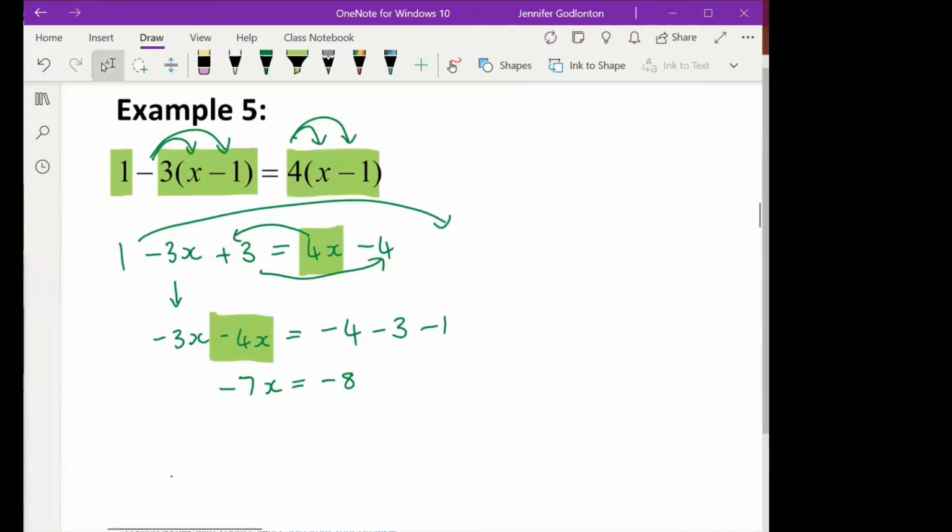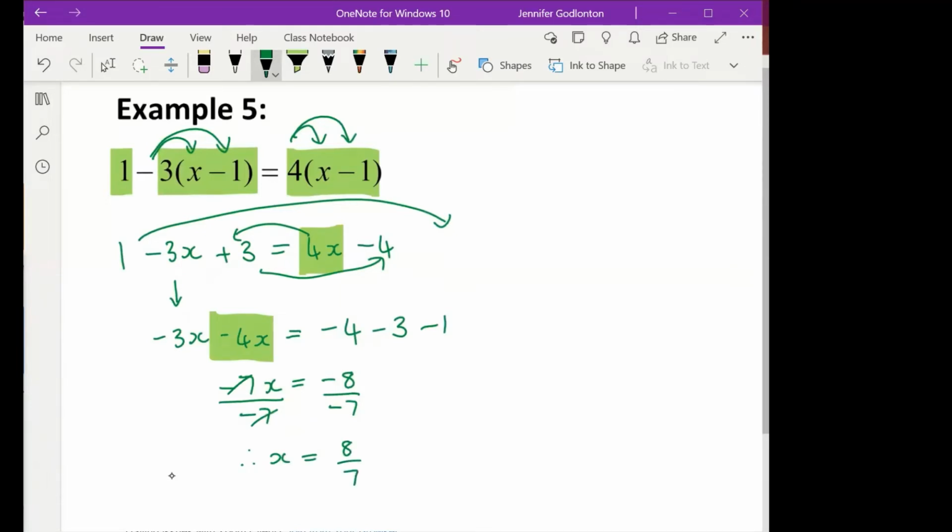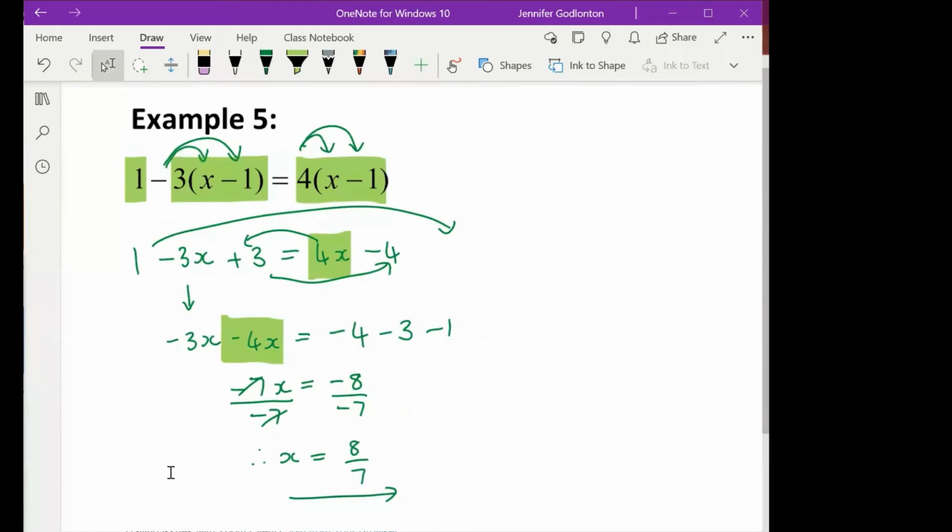Okay. Last step, we divide by the coefficient so that x is by itself. So we're going to divide by -7 and divide by -7. And so I land up with x is equal to 8/7. And because we're in high school, we can leave that as an improper fraction. We don't need to change it to a mixed number. And that will be our final answer. Okay. Does anyone need to sit on this question?